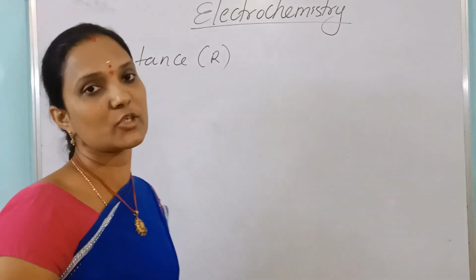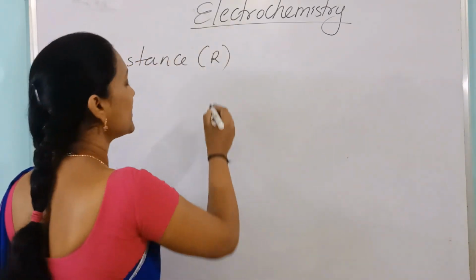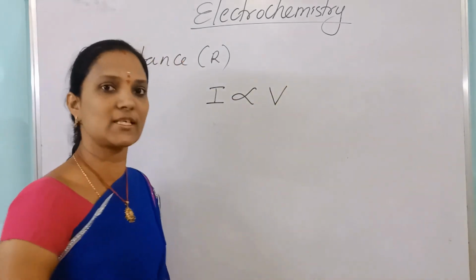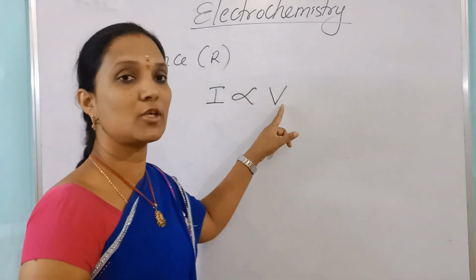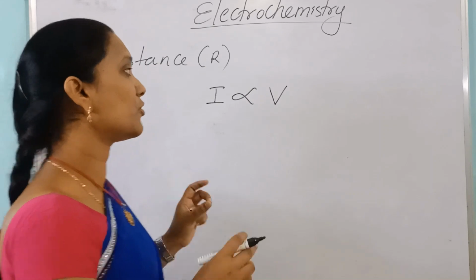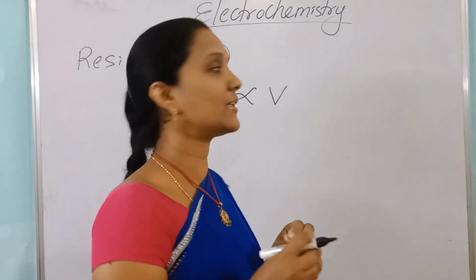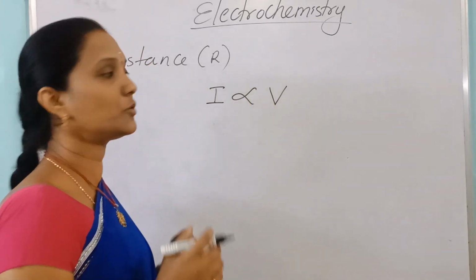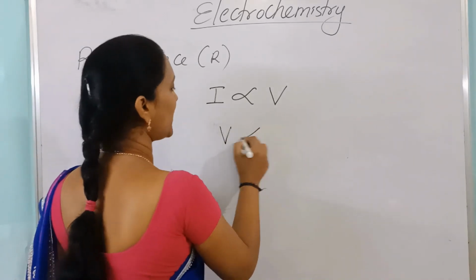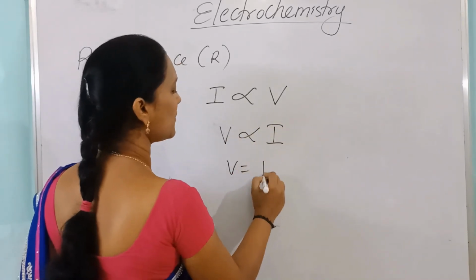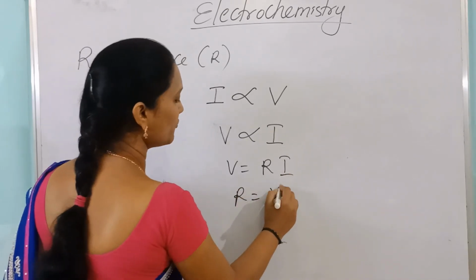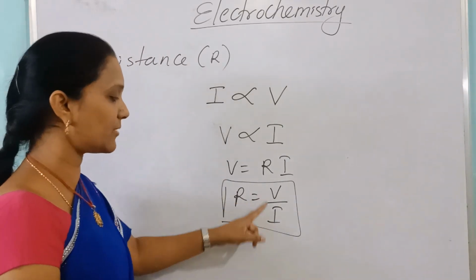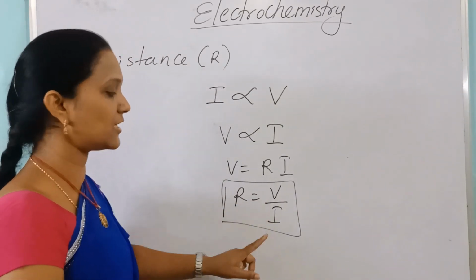This relation we get from Ohm's law. What is Ohm's law? The current flowing through the conductor is directly proportional to the potential difference across it. Yes or no? So if V volts is applied to the two ends of the conductor, then the current is I. This I is directly proportional to the volts applied. Otherwise we can write V proportional to I, then V is equal to R into I, so R is equal to V by I. This R is the resistance. So resistance is equal to V by I, potential difference across it by current.